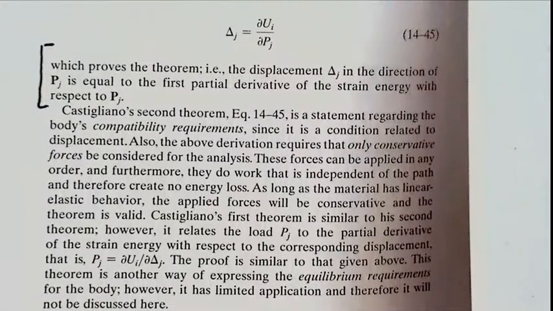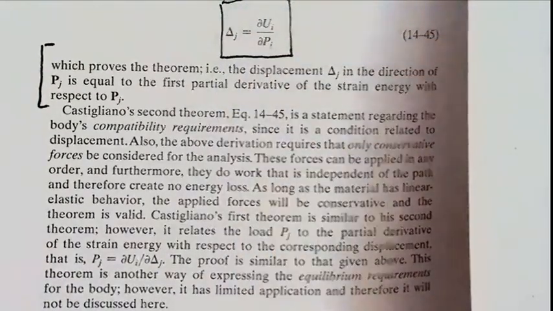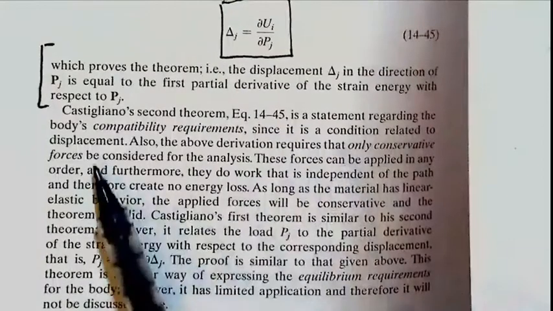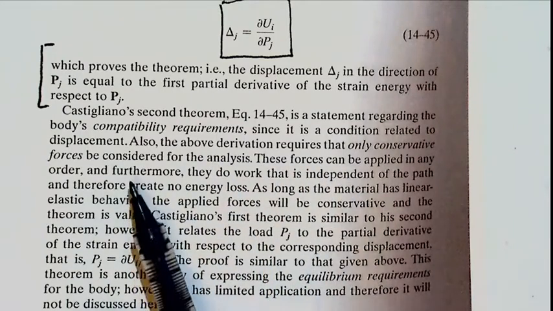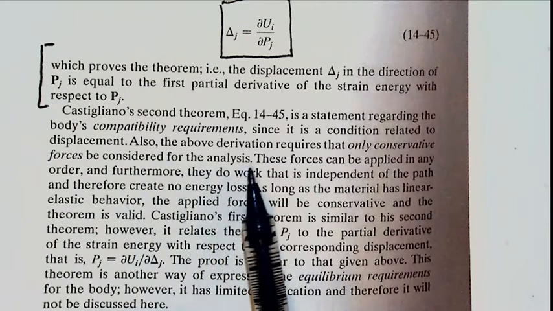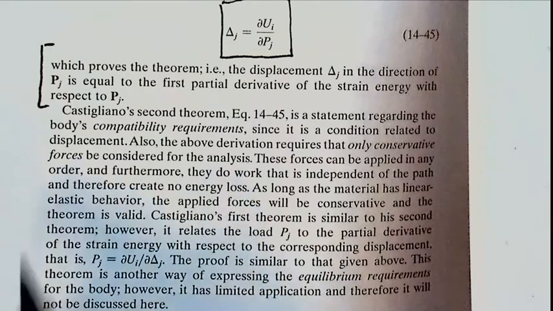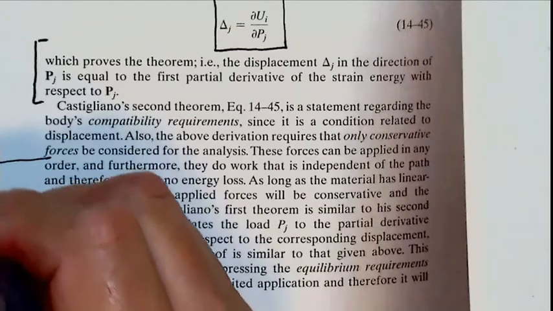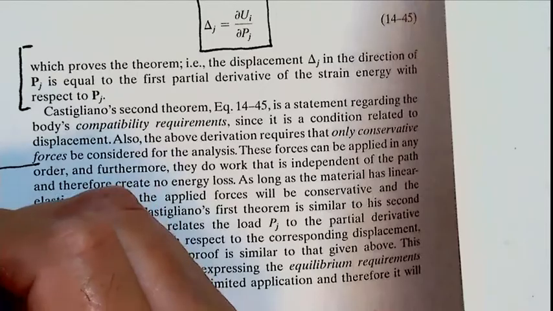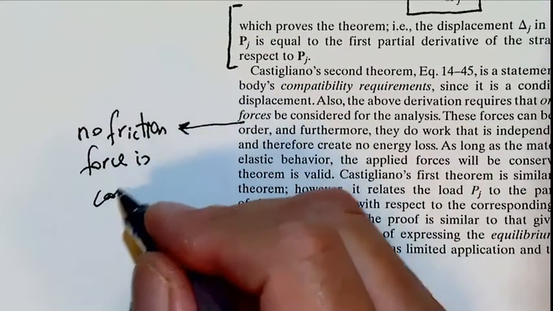Okay, so now there is a discussion. Castigliano's second theorem, that is this theorem, is a statement regarding the body's compatibility requirements, since it is a condition related to the displacement. Also, the above derivation requires that only conservative forces be considered in the analysis, which means no friction. No friction force is considered.